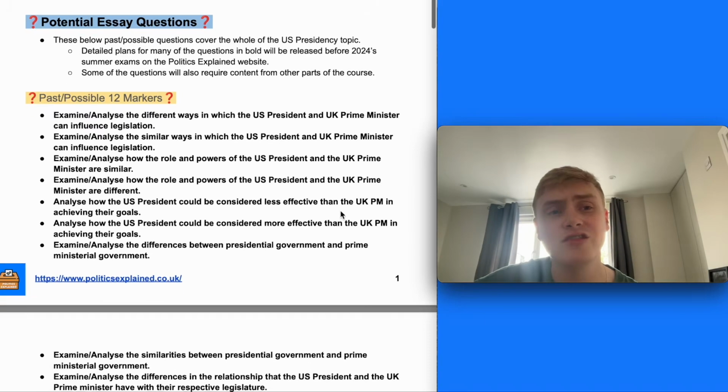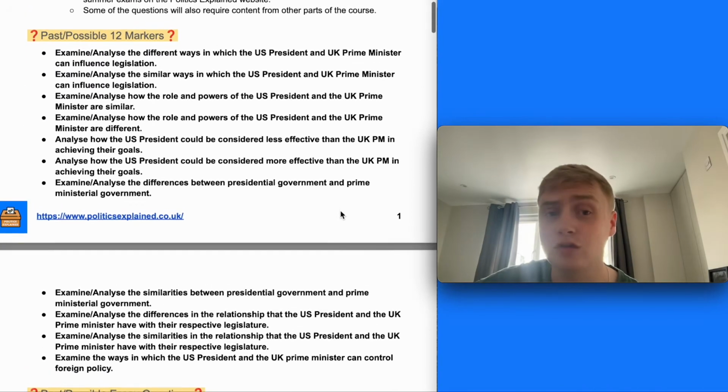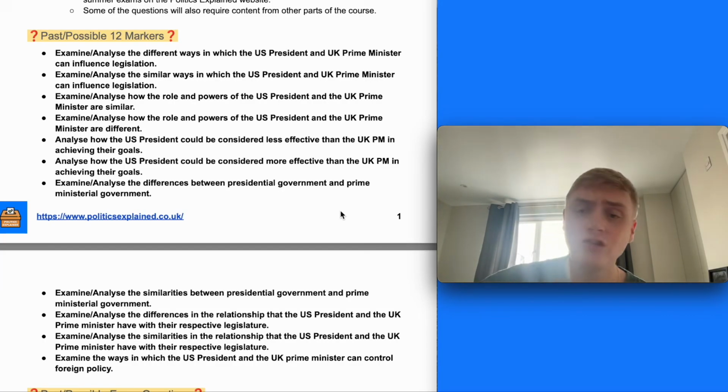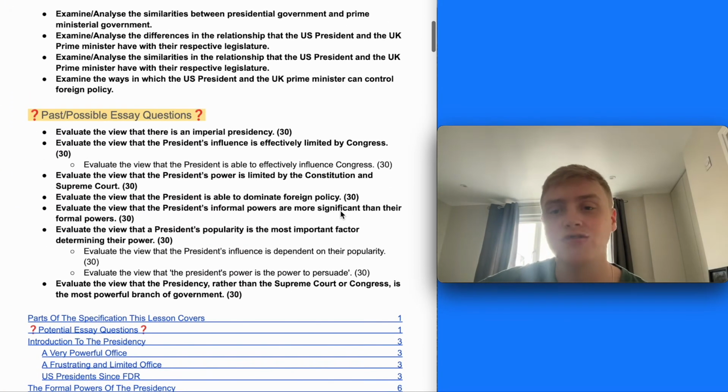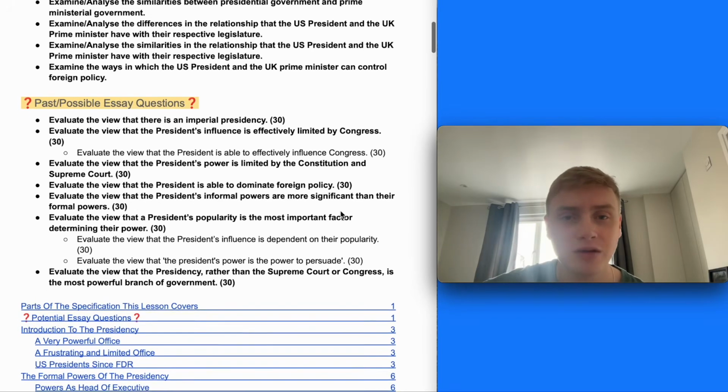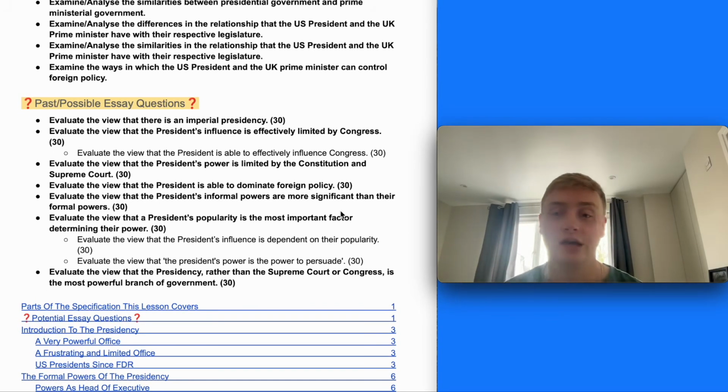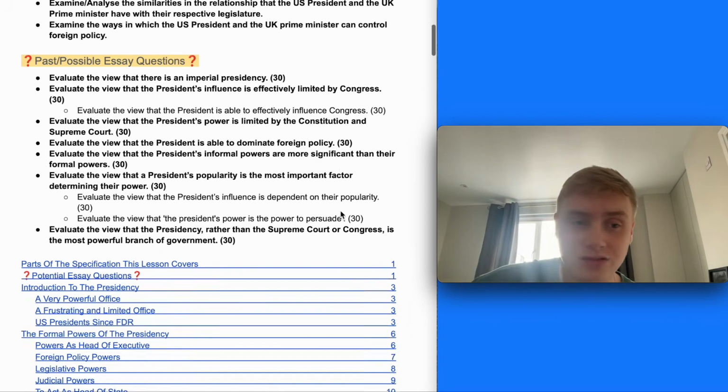In terms of the questions this will be useful for, it will be really useful for 12 markers comparing the different powers of the president and the prime minister, and should also be useful for some 30 markers as well. It's never going to be the basis of a whole essay, but it's really important to understand these key formal powers to answer pretty much any question on the presidency, including in relation to foreign policy and their relationship with Congress. You can also get a question on whether informal powers are more significant than formal powers.